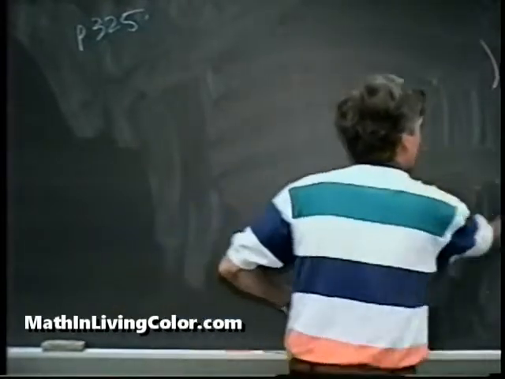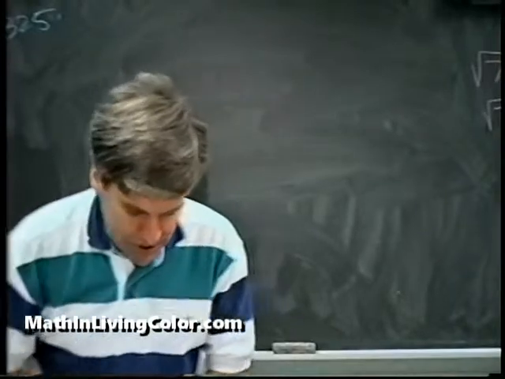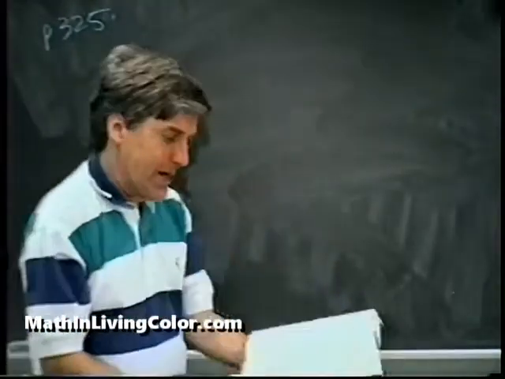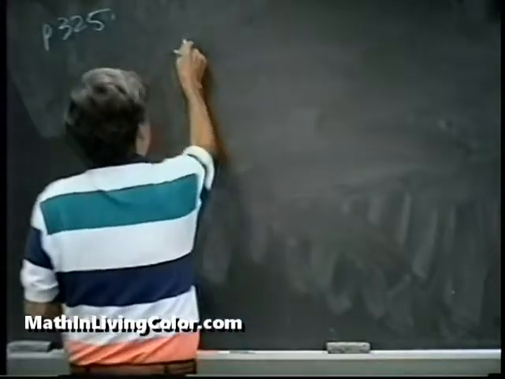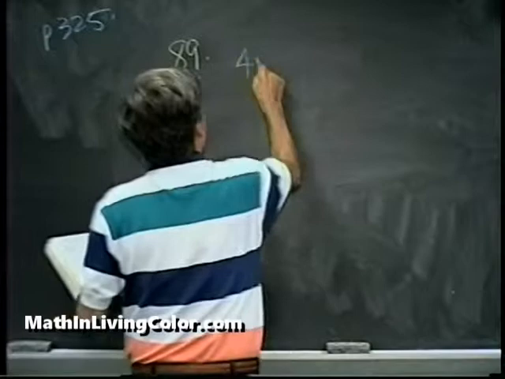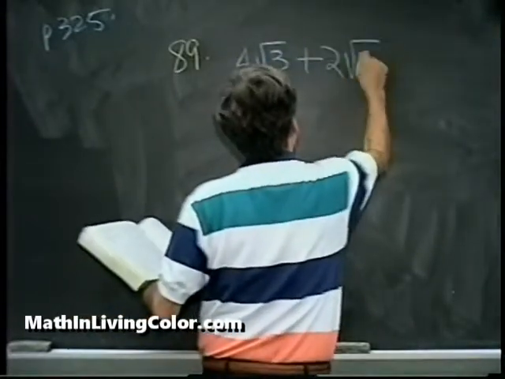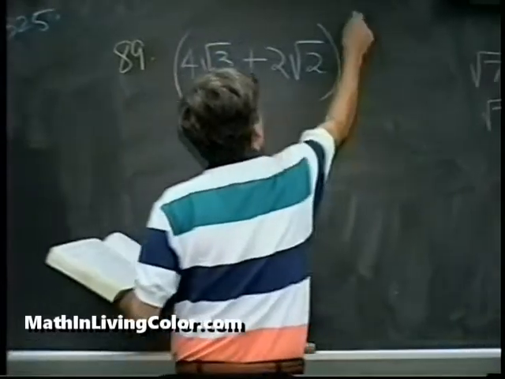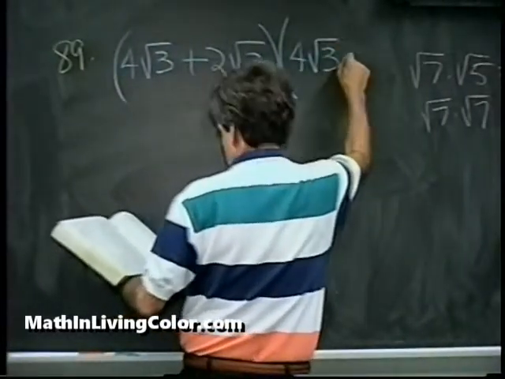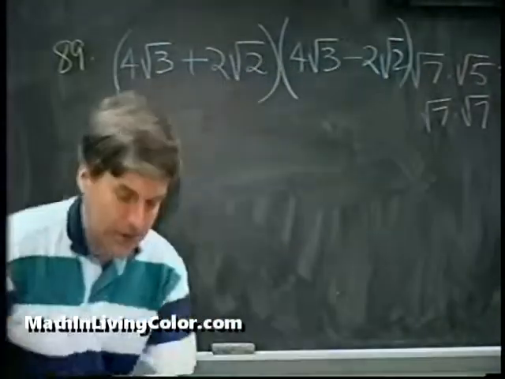let's move on to a more challenging problem. One where the numbers are harder to work with, and I'd like to look at number 89 for a sample of that. Number 89, and it says 4 square root of 3 plus 2 square root of 2 times 4 square root of 3 minus 2 square root of 2. Okay?